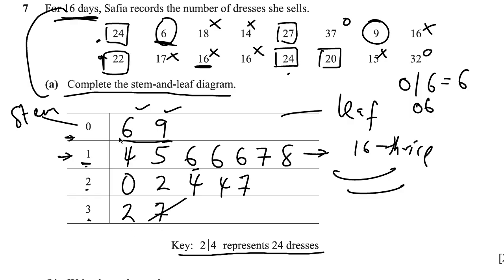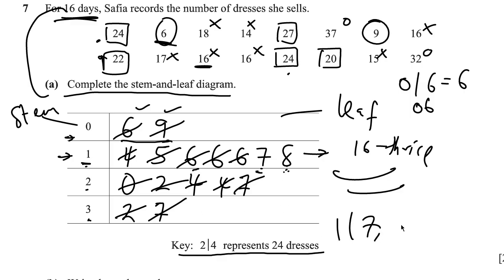We strike this off, we strike this off, pair after pair, from both ends. But now you see that 7 and 8 are left. You could see two values which correspond to stem 1 leaf 7 and stem 1 leaf 8, which correspond to 17 dresses and 18 dresses.